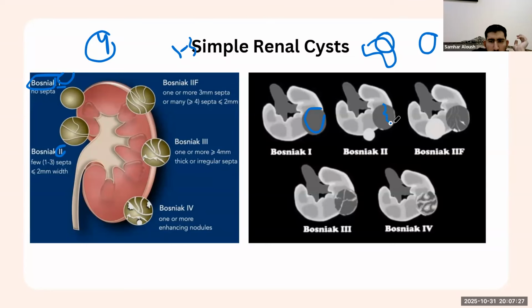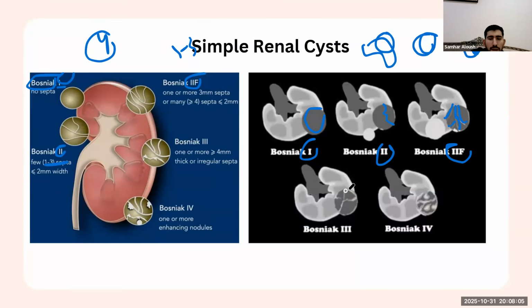See here how the thin septum is just one. If it's just a ball, that's 1. If there is a minor line, let's say one or a few septa, that's 2. Within 2 there is another identification, 2F, which is multiple fine lines. Here there was one line, which is 2. If there are multiple fine lines, that's 2F. See here multiple fine lines, that's 2F. It's still 2 because they are very thin lines, but more than one.